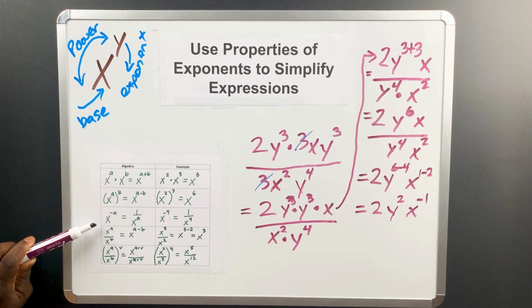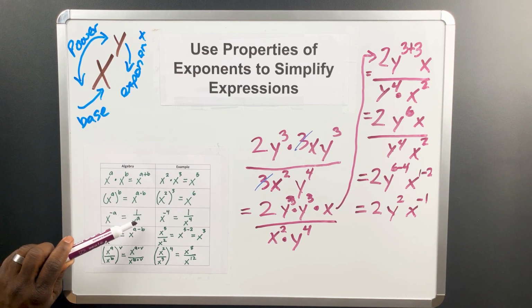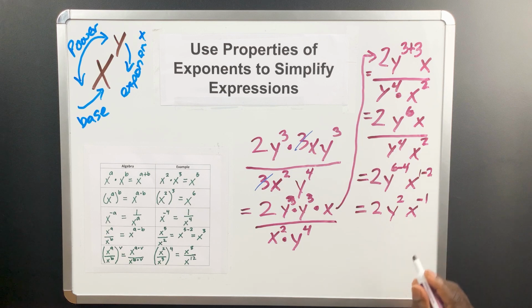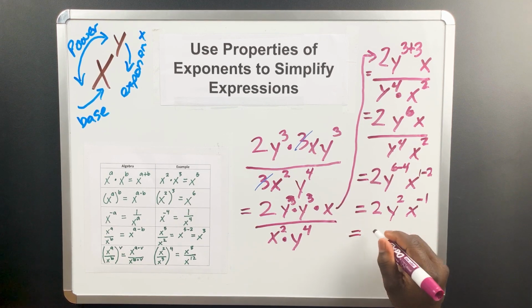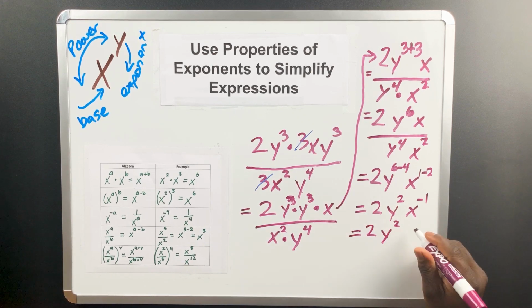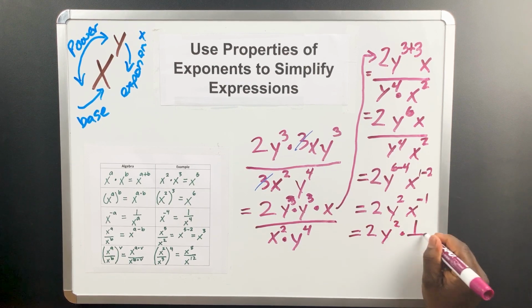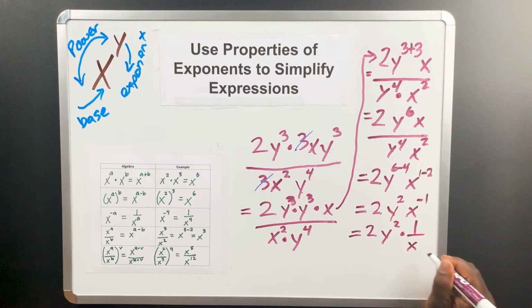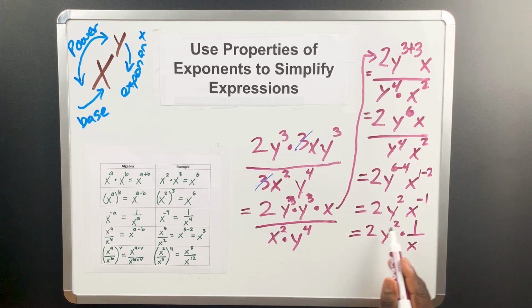It's not this one. It's not that one either. There it is. We have a power with a negative exponent. You write it as 1 over the power and you drop the negative. So we're going to do that over here. So that simplifies to 2 times y to the 2nd, and that's going to be times 1 over x. I don't have to put the 1 there.